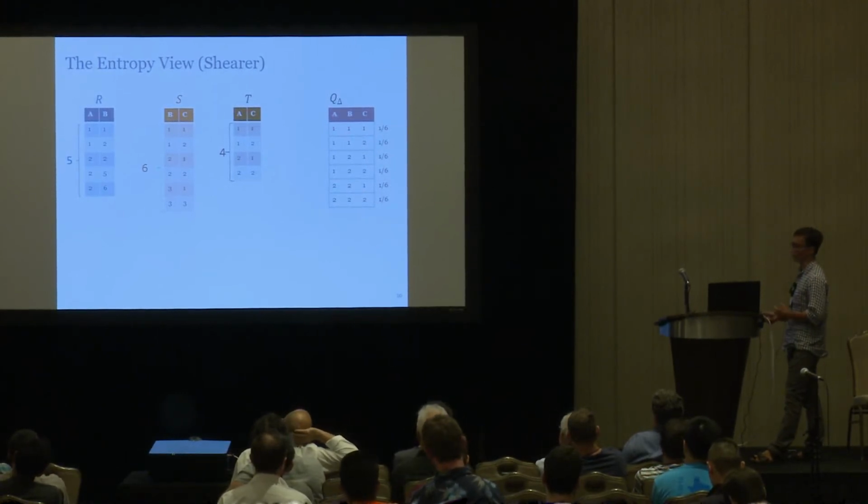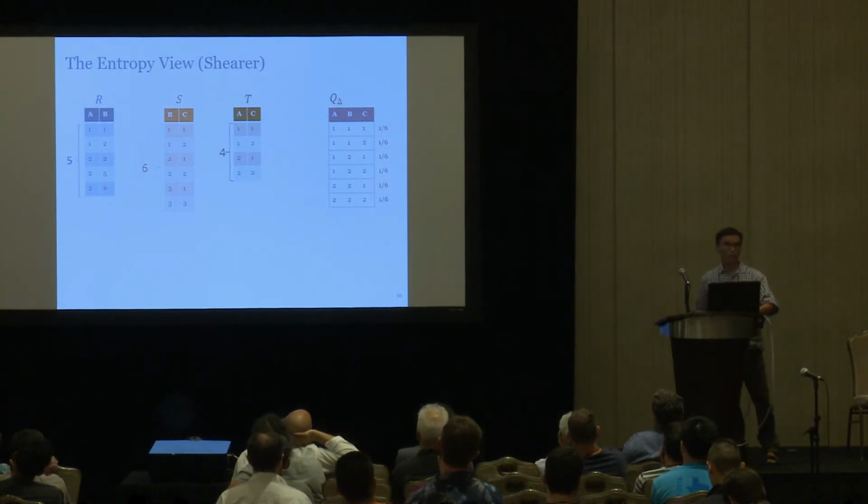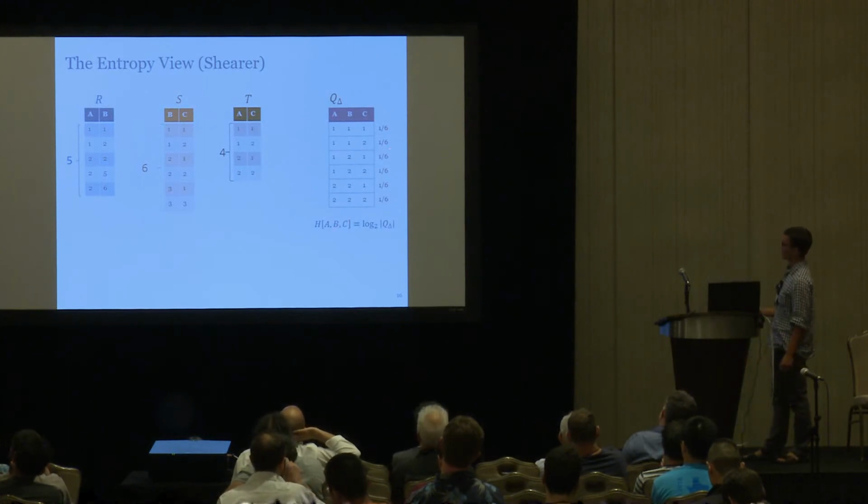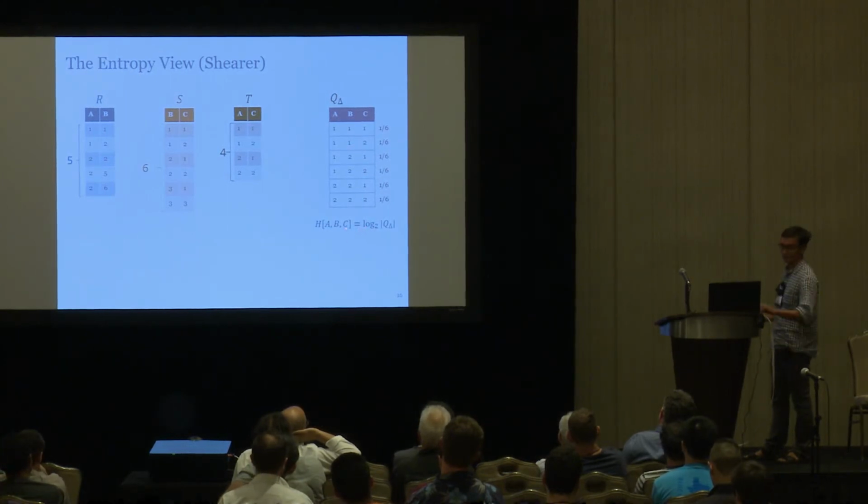So let's select triples A, B, and C uniformly from this distribution. Now, one thing we know about entropy is that the entropy of the uniform distribution is exactly the log of the support of the distribution. So this is an equality, right? Okay.